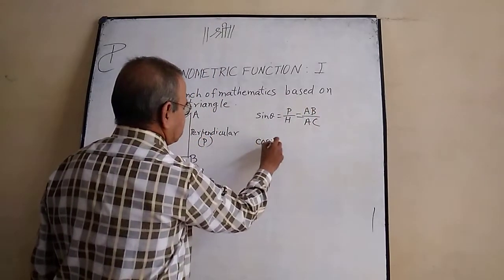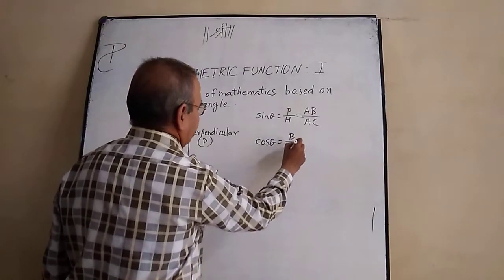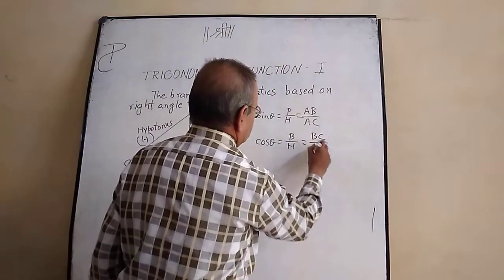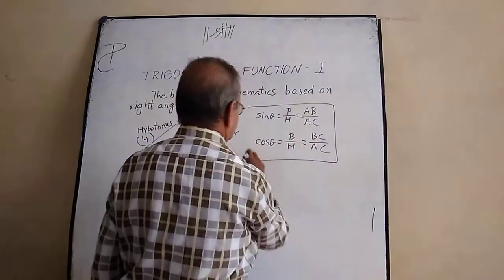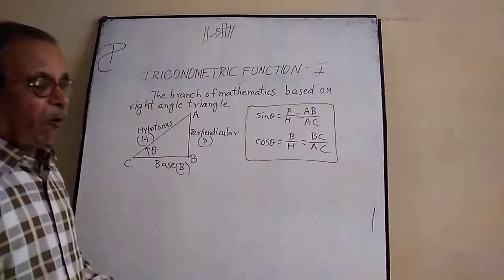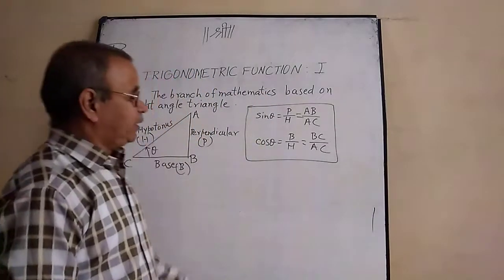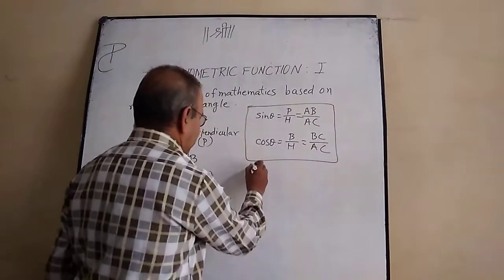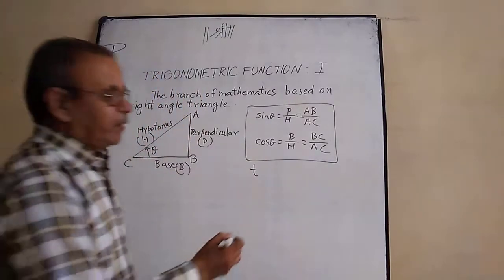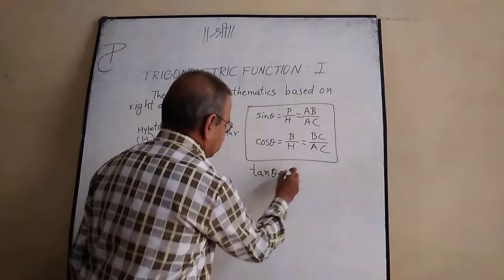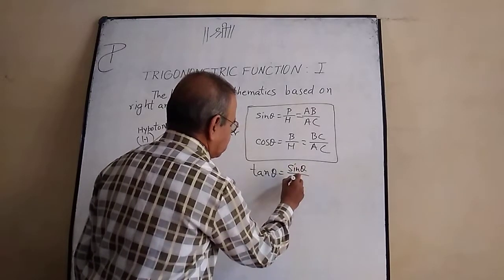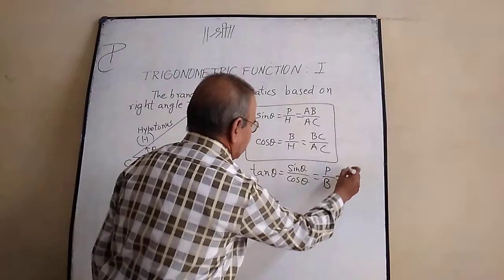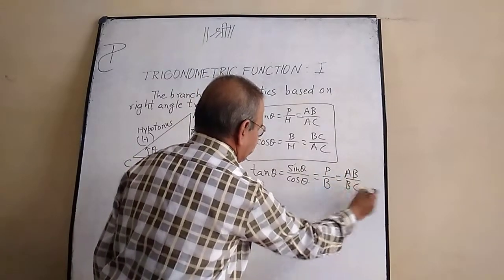Another is cos theta, which is base upon hypotenuse, equal to BC upon AC. These are our parent functions. Parent functions means all the other trigonometric functions are based on these two. One more is tangent. In short, tan theta is equal to sine theta upon cos theta, represented as perpendicular upon base, means AB upon BC.